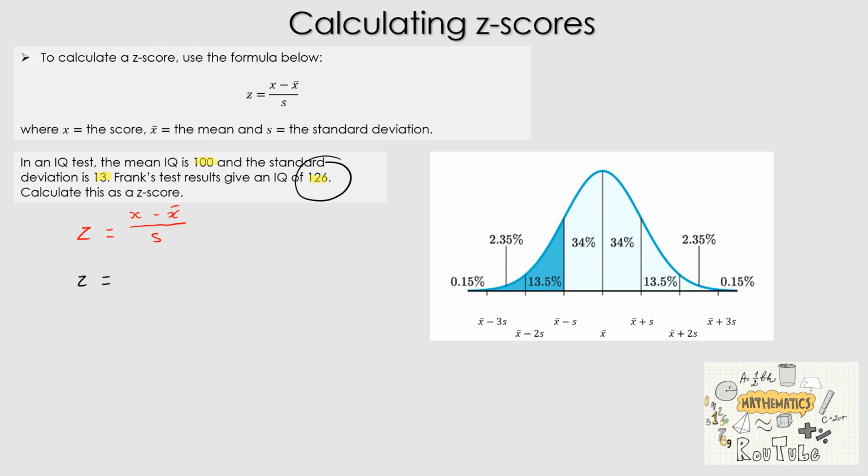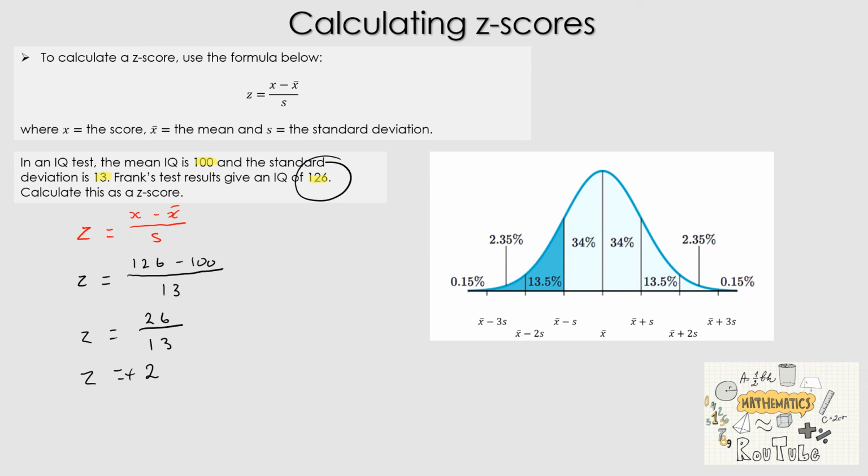Okay, so therefore we've got 126, and then we're going to subtract the mean, which we were given, which is 100, and then we're going to put it all over the standard deviation, which is 13. Okay, now if you just put that straight in your calculator, it should give you the answer, but doing it step by step should be 26 over 13, which means that the Z-score is 2, which is positive. Okay, so that means that Frank's score was 2 standard deviations above the mean. So he performed better than the mean. If you want to put a positive sign there, you can put a positive sign there.